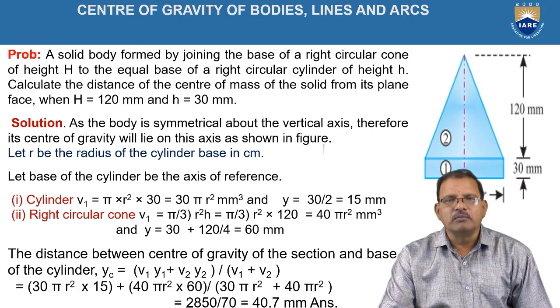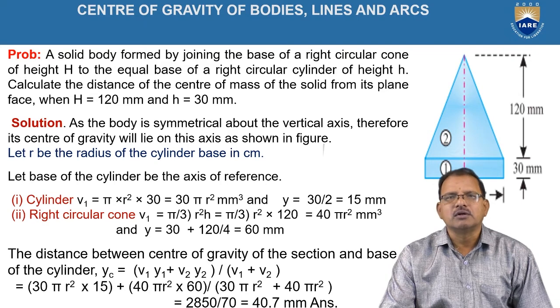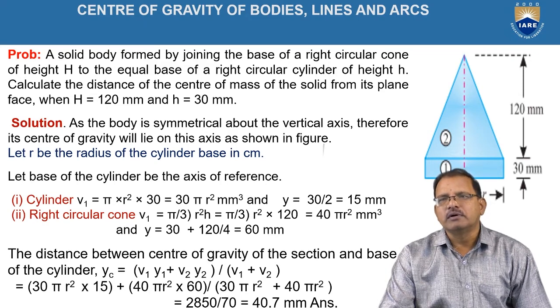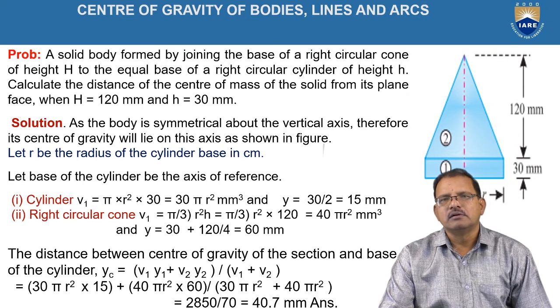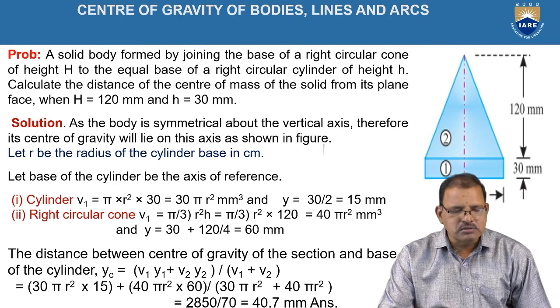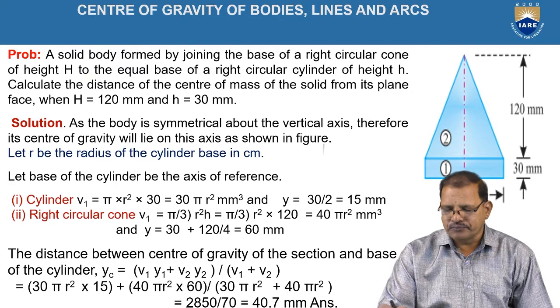A solid body is formed by joining the base of a right circular cone of height h to an equal base of a right circular cylinder of height h, as shown in the figure. Calculate the distance of the center of mass of the solid from its plane base when capital H is equal to 120 mm and small h is equal to 30 mm.